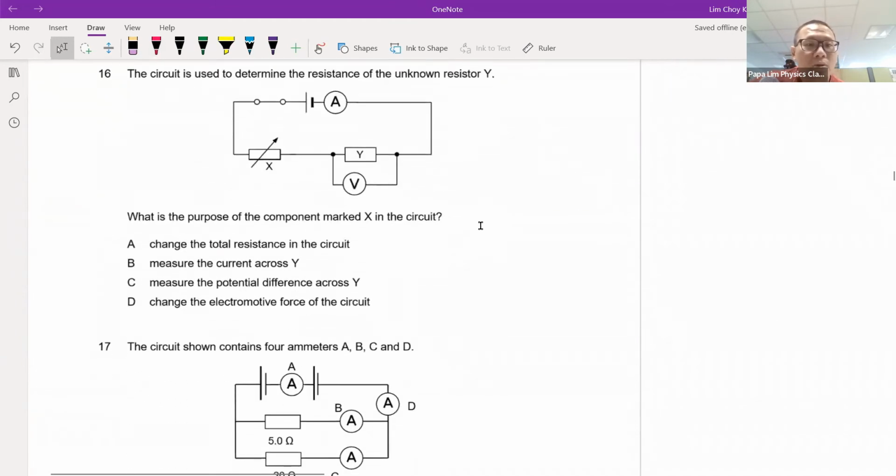16 and 17 are more on circuit questions. Component X, what is component X? You have to take note of the rectangular box with the arrow. This is what we call a rheostat, or sometimes a variable resistor.